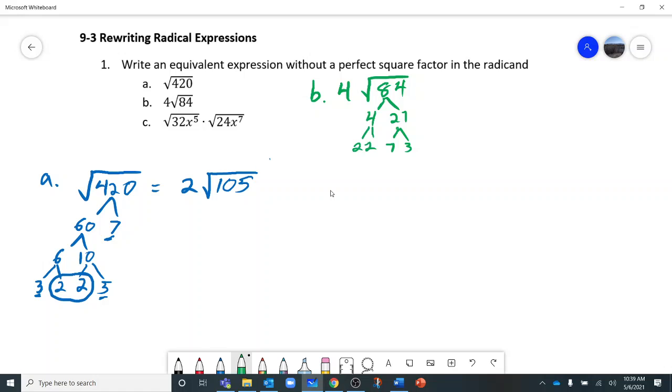And 2 and 2. So we get to take a 2 out, and we have to multiply it by what's already out there. And so 2 times 4 is 8. And we're left with this part inside. So 8 root 21. And that's that answer.